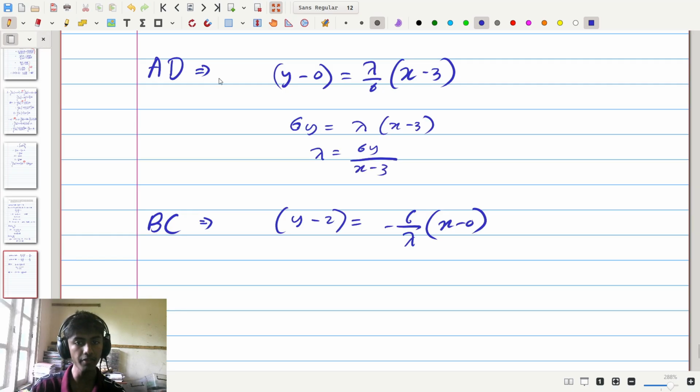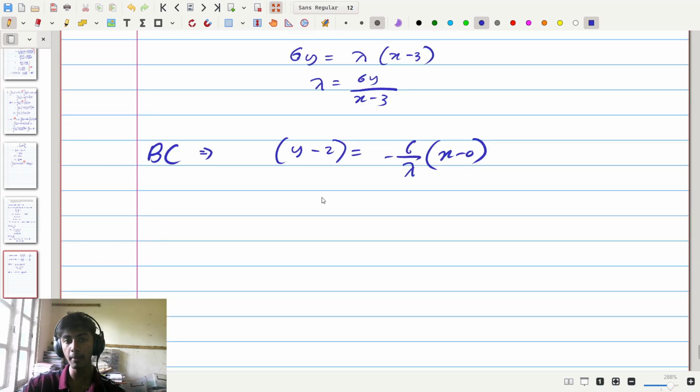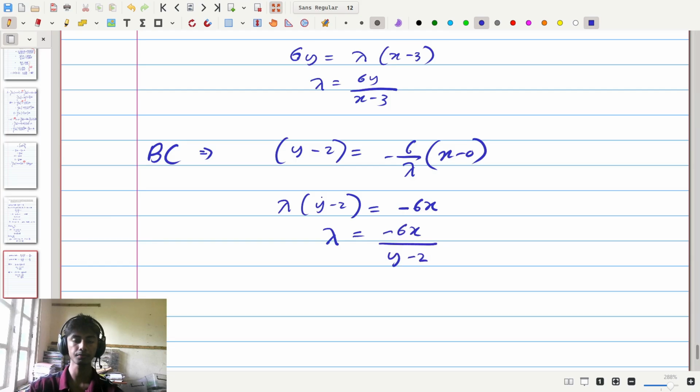Now considering the second one, if we multiply both sides by lambda, we'll get lambda times y minus 2 equals negative 6 times x, so minus 6x. Now dividing both sides by y minus 2, from this one we'll get lambda equals minus 6x divided by y minus 2.